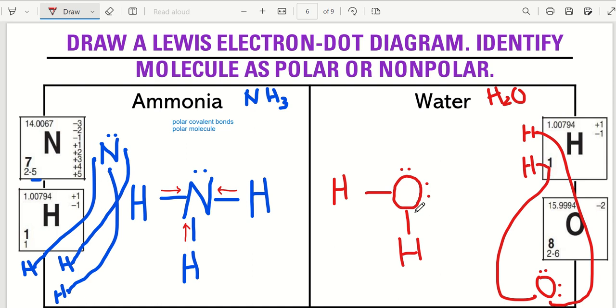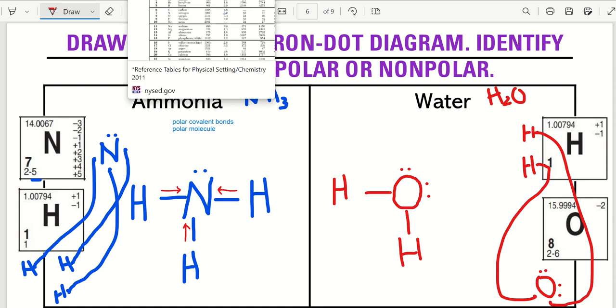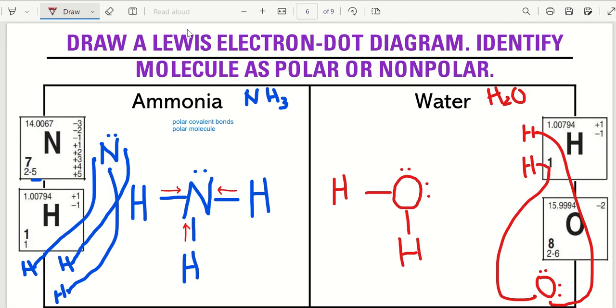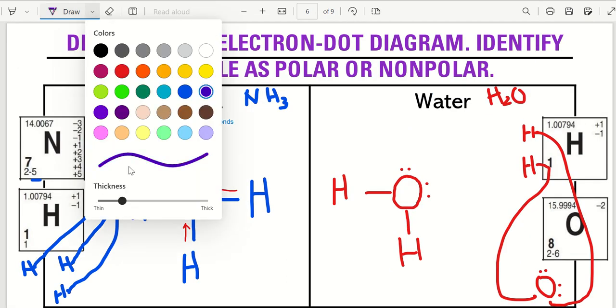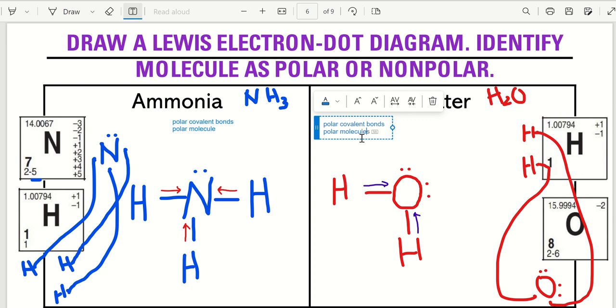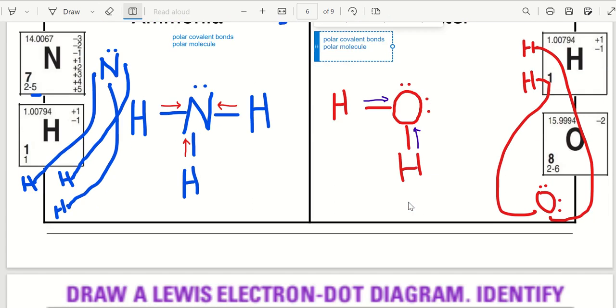Now to determine bond type. Well, hydrogen is 2.2. Oxygen is 3.4. Oh, that's definitely polar. All right, so let's draw this one. And oxygen is more electronegative, so it gets pulled this way, also this way in this bond. Is there anything available to pull in the opposite direction? No, there's not. So again, polar covalent bonds, polar molecule. No symmetry, electrons unevenly distributed in terms of charge.